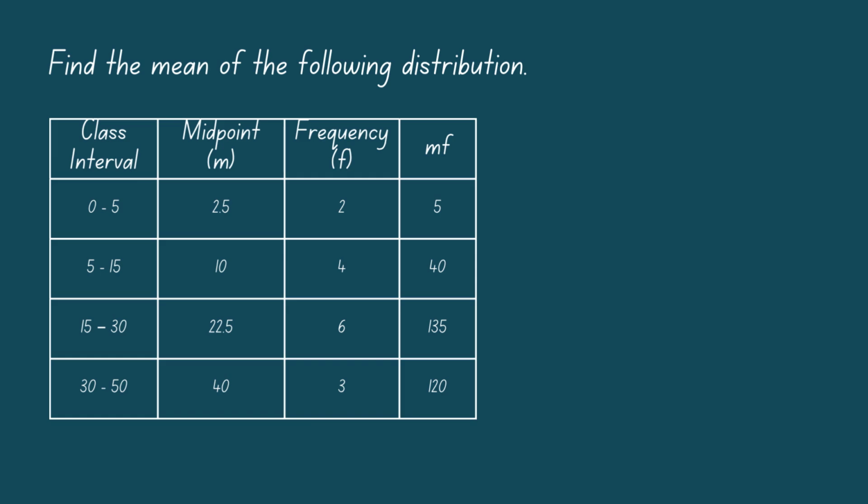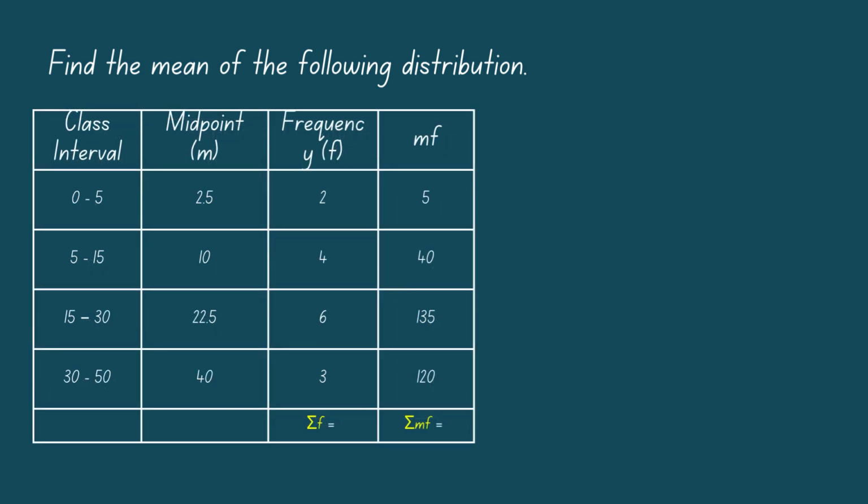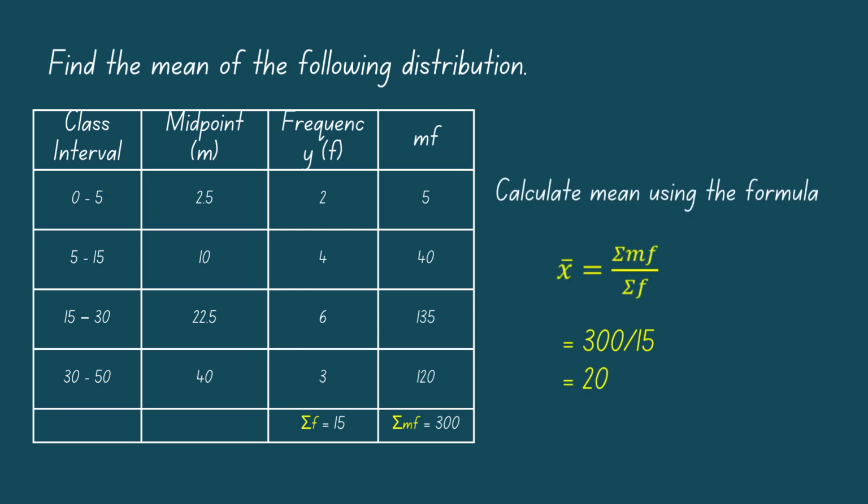Next, we calculate sigma F and sigma MF. So sigma F is 15 and sigma MF is 300. So now we are going to put all these values into the formula. Mean is equal to sigma MF by sigma F, which is 300 by 15, which is 20. So the arithmetic mean of this distribution is 20 and that is our answer.